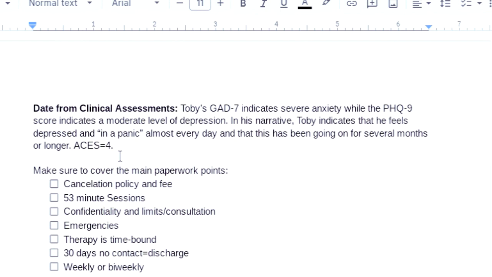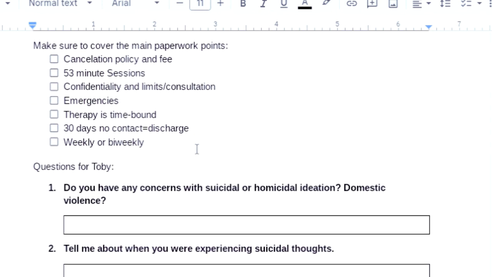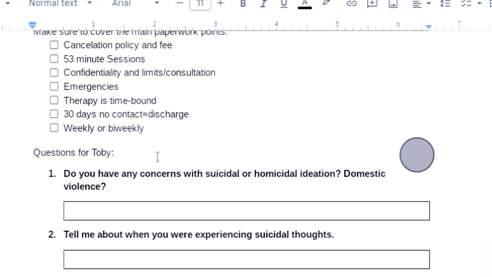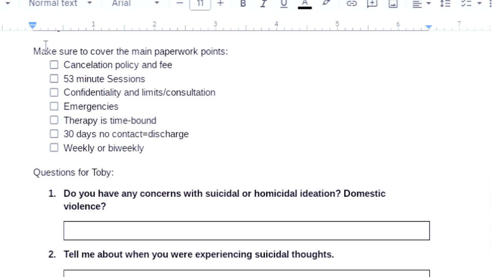So here you can see I've put the information from Toby's clinical assessments, and then I have my list here of things to go over in person, or if it's by video, face to face, looking at the informed consent information that Toby's already looked at and already signed. I want to make sure we also have some time to actually have a verbal conversation about it as well. So that's what I have there. And then when we're actually meeting, I'll go through and check off, okay, we talked about that, etc.